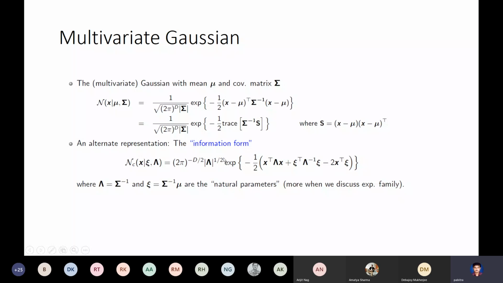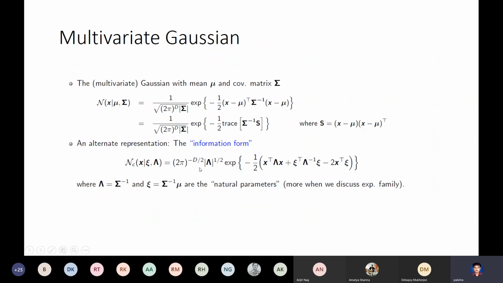There is a very interesting alternate representation of the multivariate Gaussian distribution. It's called the information form, where instead of sigma inverse, you write capital lambda, which is sigma inverse. And you have xi, which is sigma inverse times mu. We'll see that these are really important quantities. Xi, which is sigma inverse times mu, is kind of the mean normalized by the variance, mu by sigma.